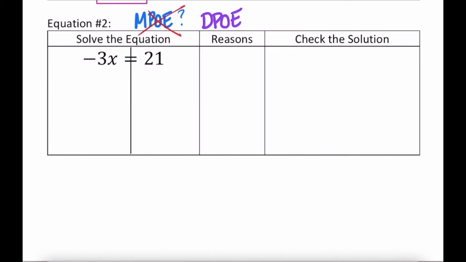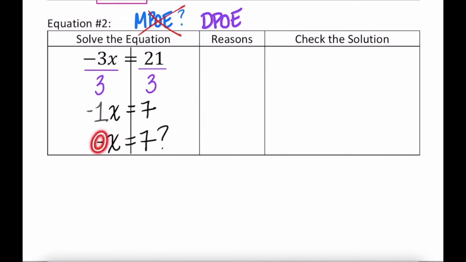That leaves us to try division again, the division property of equality. I'm going to put my fraction bars in, which stand for division. What am I dividing by? Well, what if I divide by 3? Let's see what happens. Negative 3 divided by 3 is negative 1. So I have negative 1x equals 21 divided by 3, which is 7. What is negative 1 times x? That would be negative x. Is that solved? No, that's not solved because x is not isolated if it has that negative sign in front of it.